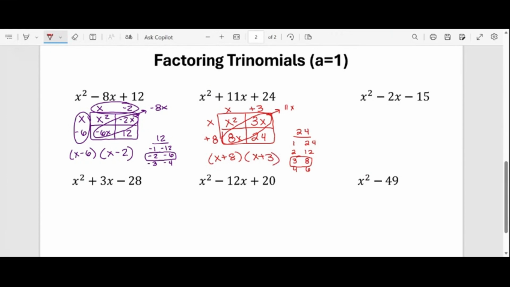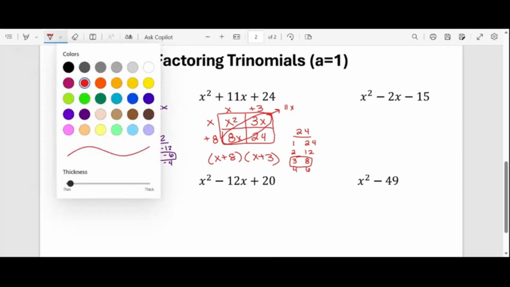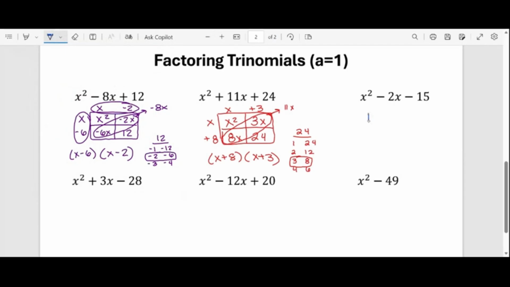Okay, now we have double negatives here. So this is going to give us a lot more factor options than we've had previously. Let's go ahead and do this one. We'll put the x squared here. We need it to add up to -2x and multiply to -15. To get x squared, we did x and x, and let's talk about -15.